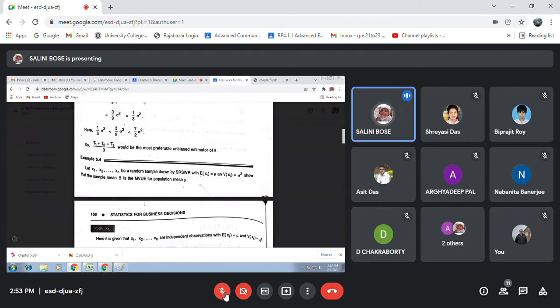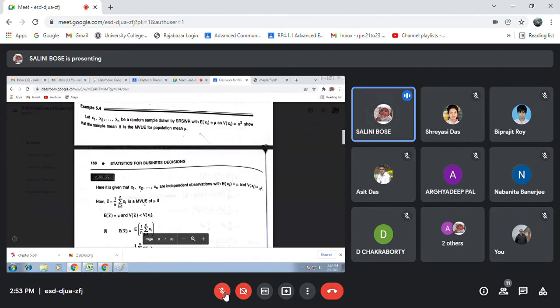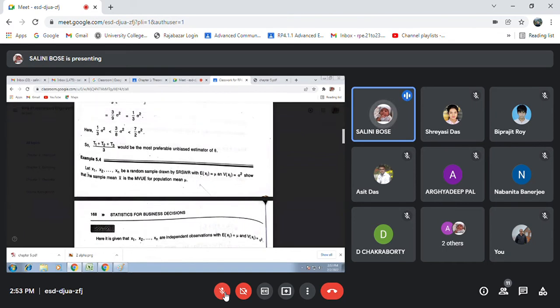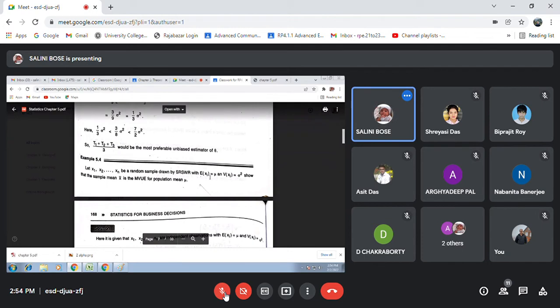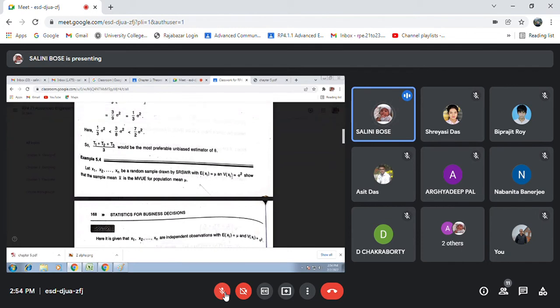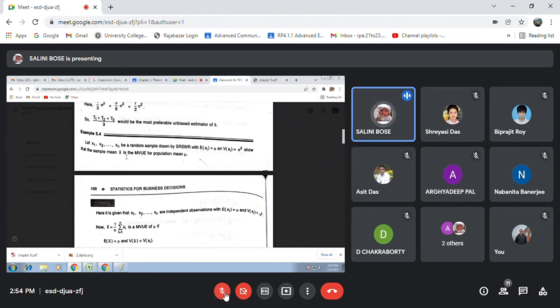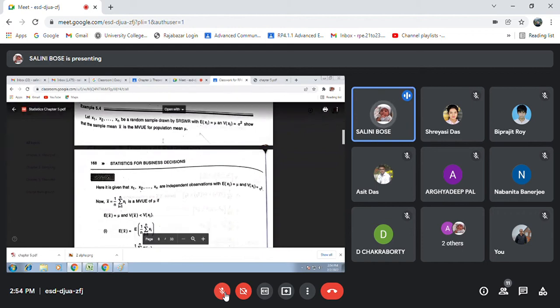Okay. So, another statement is there. Suppose let x1, x2 to xn be a random sample drawn by SRSWR with E of xi equal to mu, V of xi equal to sigma square. Show that the sample mean x bar is MVUE, the minimum variance unbiased estimator, for population mean mu. You have to prove this statement. So how to do?